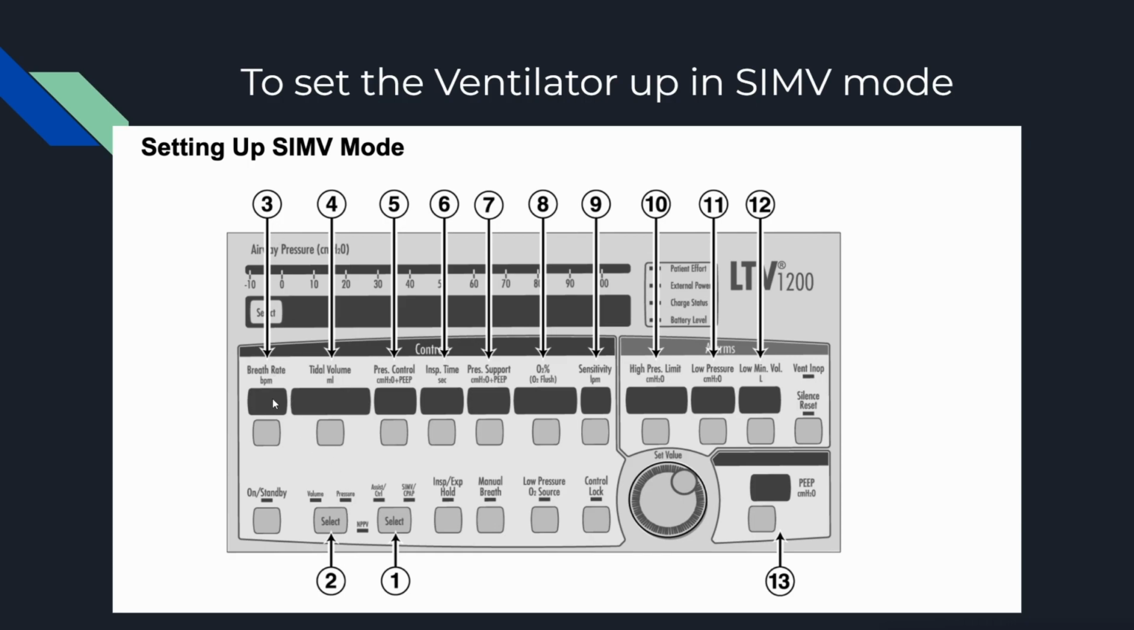Then we set our breath rate. This is the minimum breath rate that the patient will be allowed to breathe. They will be allowed to breathe faster. Okay, then we've got tidal volume. And we calculate that based on our ideal body weight. We'll get into it. We set our pressure control if we're in pressure mode. We set our inspiratory time if needed. We set our pressure support. We set our O2 percentage, our sensitivity limits, and then our PEEP. So it's very similar to setting up in assist control mode.